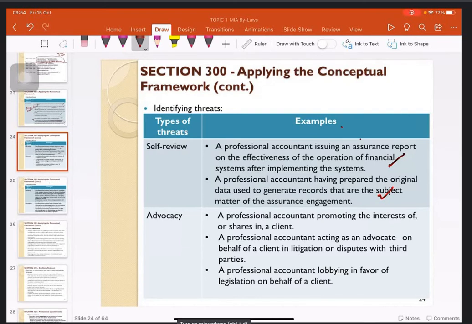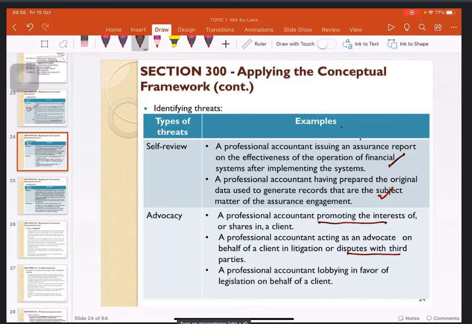Advocacy track, for the example, like accountant promoting the interest of share. Kalau you ada share or kalau you promoting of interest, for the example like you audit the client, so in return client give you some share, okay, later on, okay. Ataupun a professional accountant acting in as advocate on the behalf of the client in litigation. Ataupun kalau ada any litigation, so you akan jadi macam you represent your client. Okay, kalau ada any dispute with the third party.